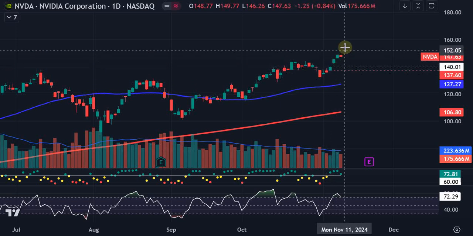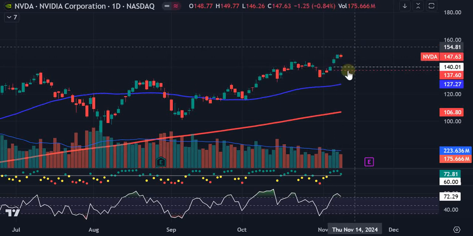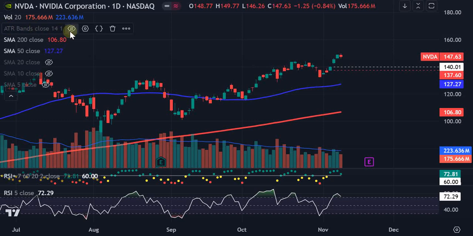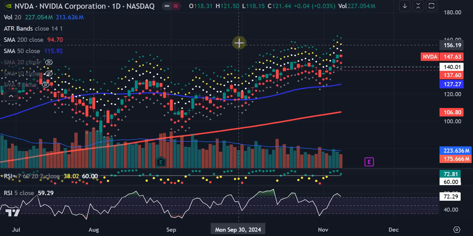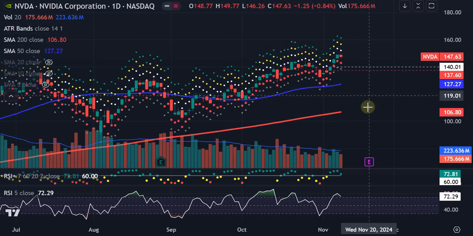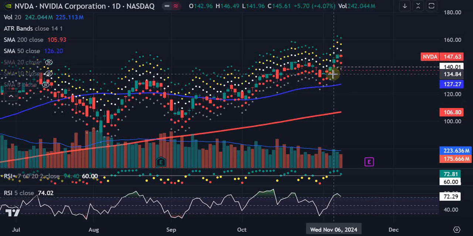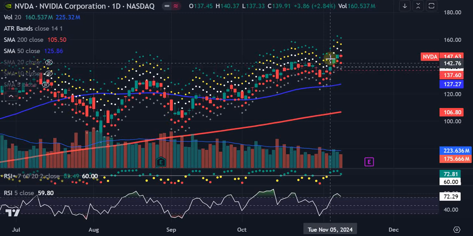Now as far as how high can it go before I take some profits, this is where the ATRs come in. So I have the ATR indicator here, and let me turn that on. Instead of bands, I also use dots. I'm pretty much a dot person here. So if you look at 1, 2, 3, on the fourth candle, there's your setup here. So we're going to focus on these dots on the fourth candle.